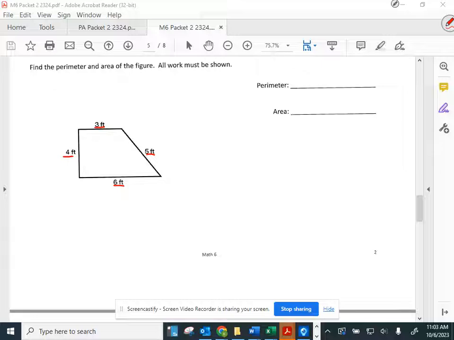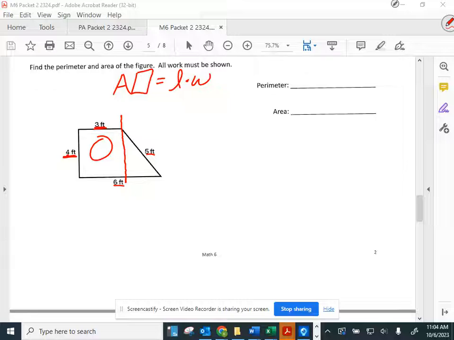It's the area that gets goofy because it's a goofy shape. When we have a goofy shape, we need to break it into shapes that we know how to find the area. So I'm going to draw my line right here. And now I have a rectangle and a triangle. To find the area of a rectangle, we know that's length times width. So we can find the area of the rectangle, and we'll put it in the middle here.